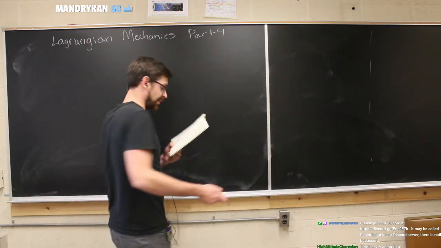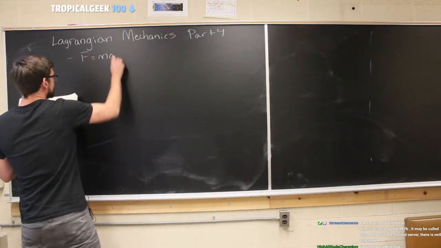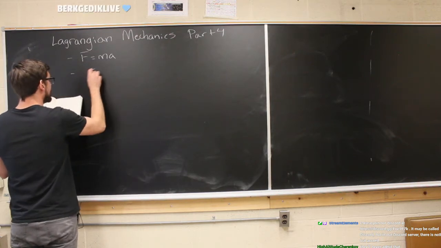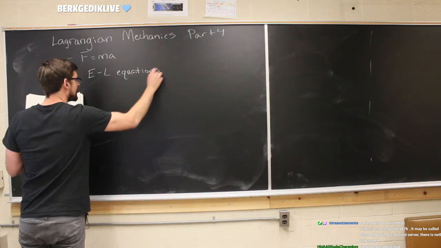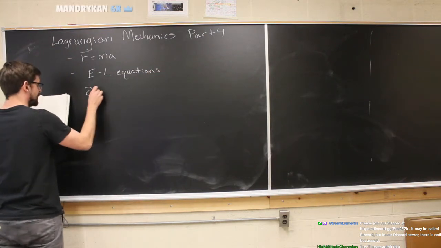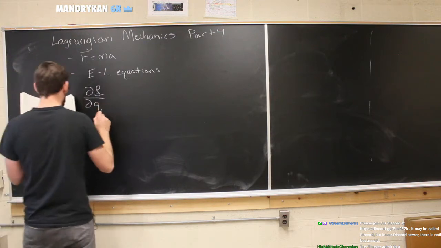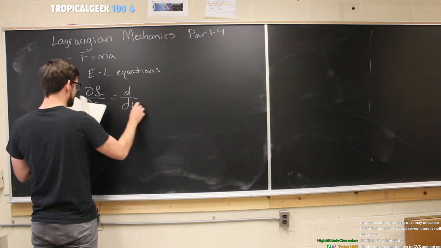Then the next thing we talked about is that a particle's path is determined by the Euler-Lagrange equations. The first one is F equals ma, Newton's second law. The second one is that a particle's path is determined by the Euler-Lagrange equations. Let me write those down. The partial of the Lagrangian with respect to the variable is equal to d/dt.